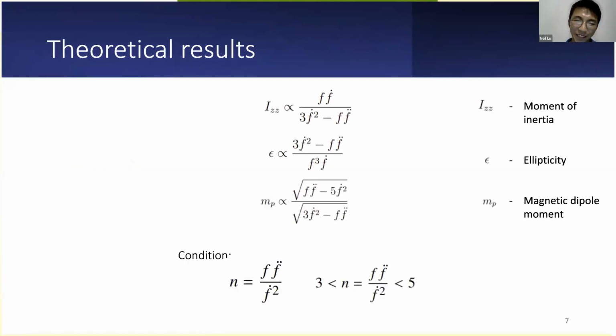Given that this is the very end of Amaldi, I'm not going to force you to sit through all this math, so I'm going to skip to the derivations. It's in the paper if anyone's interested. But essentially, I'm just going to present our results, which is we found you can measure three properties of the neutron star. Those three properties are the moment of inertia, ellipticity, and the magnetic dipole moment. And I've shown how those depend on our observed parameters in those three equations.